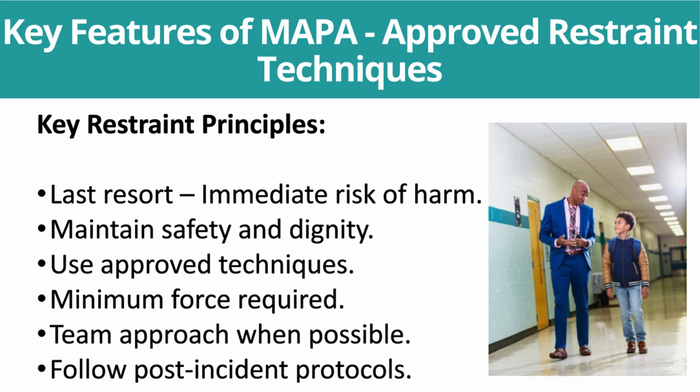Positioning and communication is also important. The specific moves used in MAPA aim to avoid dangerous positions, such as those that may cause airway restriction, for example, a prone position. Throughout the restraint, staff are trained to communicate with the child, giving them instructions, reassurance, and explaining what is happening.